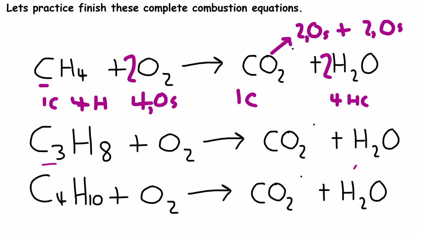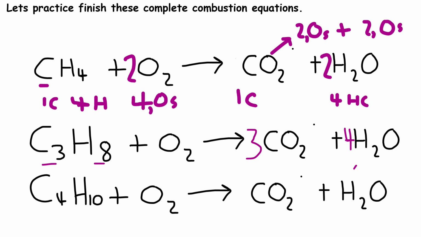We've got 3 carbons on propane. So how many carbon dioxides do we need? That's right, we need 3. Now there's 8 hydrogens. How many water molecules will I need? Well, I've already got 2 H's in 1 water, so I need 4 times H2O. So I've got 8 H's on both sides.